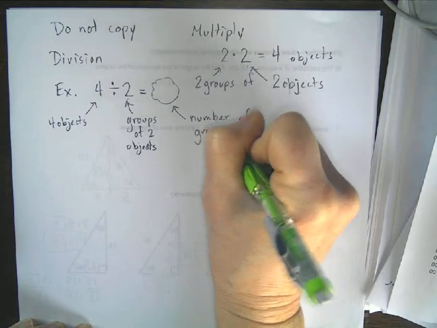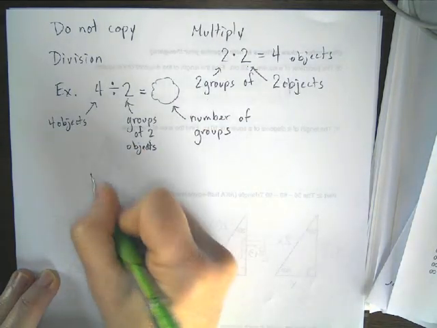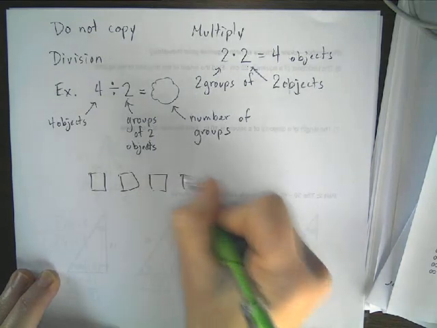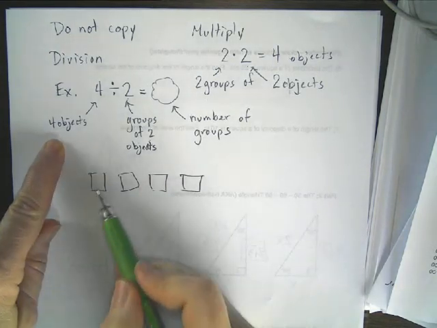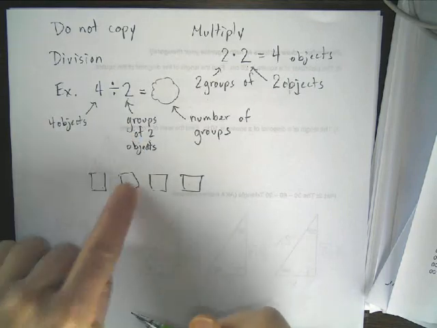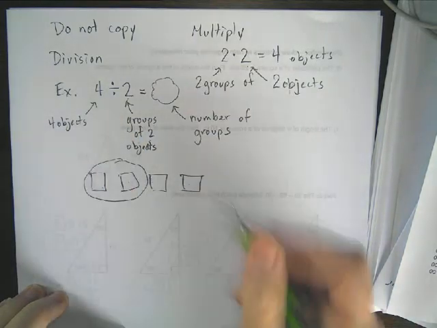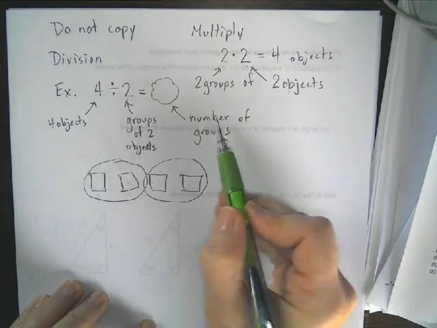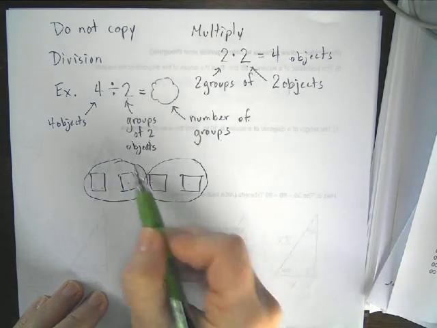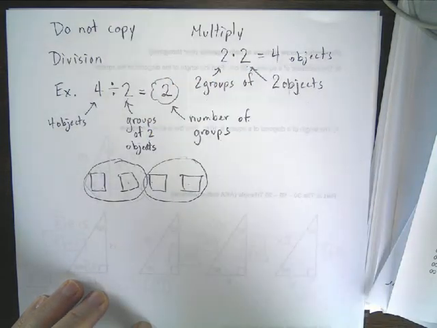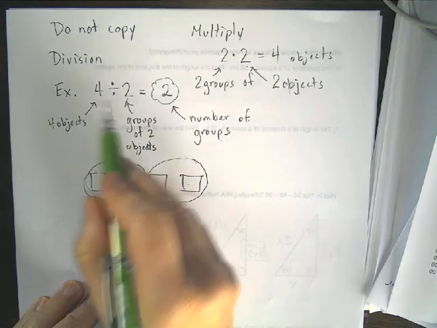Okay, so if I have 4 objects, 1, 2, 3, 4, and I want to divide it into groups of 2. Well, 1, 2, and 1, 2. How many groups do I have? I have 1 group, 2 groups. That gives me 2 groups. 4 divided by 2 is 2.